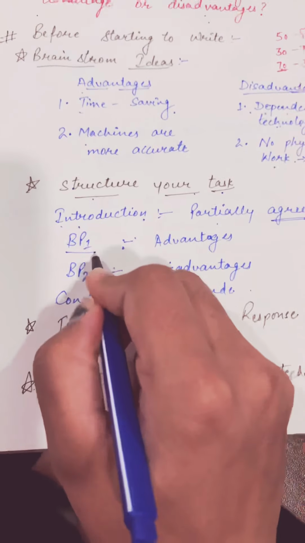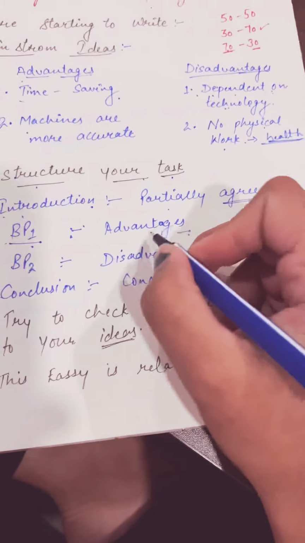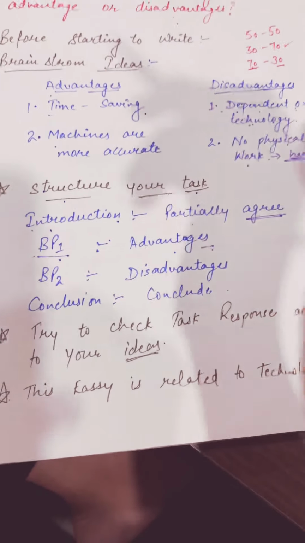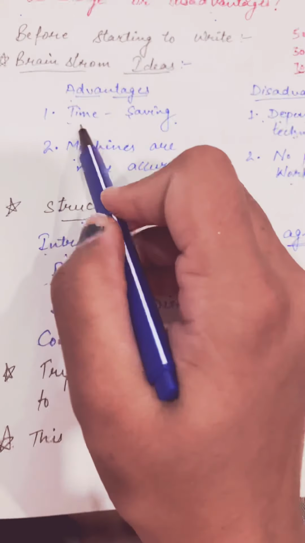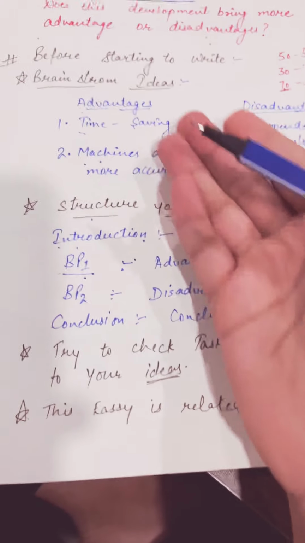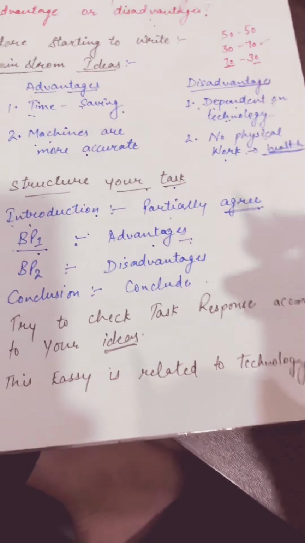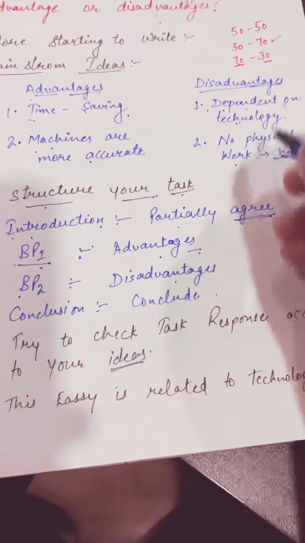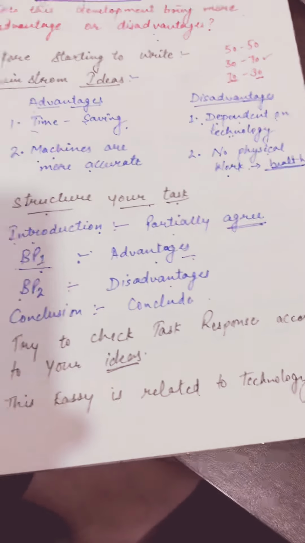Then BP1, it means body paragraph 1. So in body paragraph 1, we will discuss the advantages. So what are the advantages? These two advantages, and we can give examples as well. From our day-to-day life, we can give examples related to these advantages. In BP2 we will write the disadvantages, so these two disadvantages and of course examples.